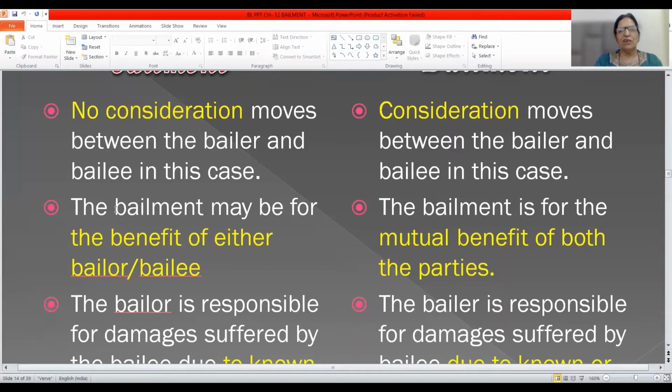But in case of non-gratuitous bailment, bailor is liable for both the defects, whether he knows about them or he doesn't know about them. If bailee suffers any amount of loss, it is a bailor's responsibility to compensate the bailee for the loss.